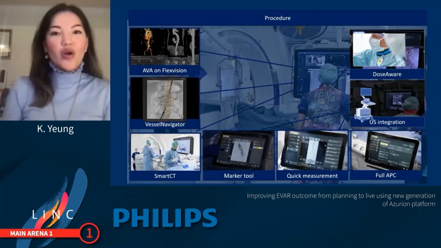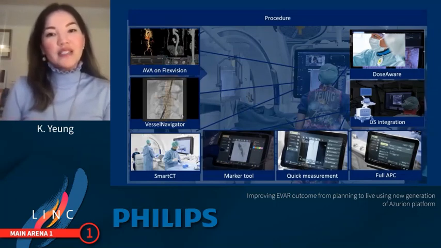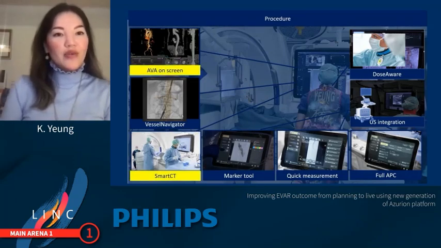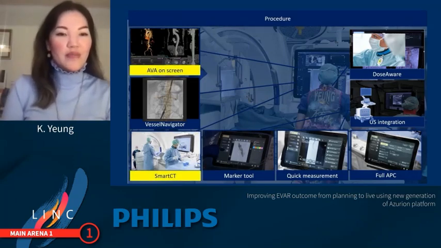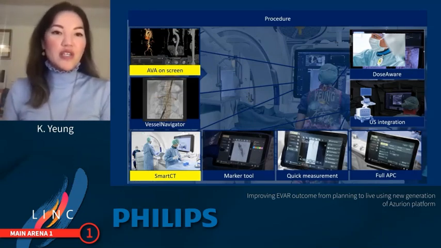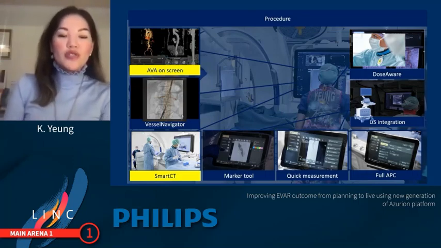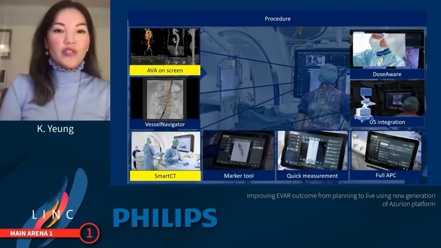Now here you can see all the tools that are integrated in our hybrid room. Today I will focus on the EVA on screen and a smart CT. As you know, there's a vessel navigator. That's an overlay that's possible from your CT scan on your live X-ray. But in the new Azurion Platform, there's also a marker tool.